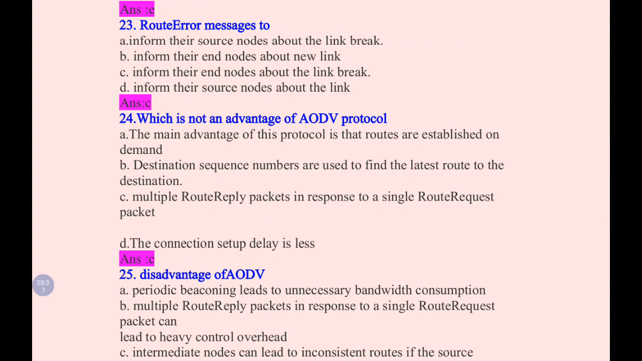So actually here the question is which is not an advantage. So in the advantages of AODV you can find all the A, B and D choices. Okay, so the only thing that is not found in the AODV advantages is the multiple route reply packets. So that is not an advantage of AODV protocol. Okay, so choice C is the correct answer.